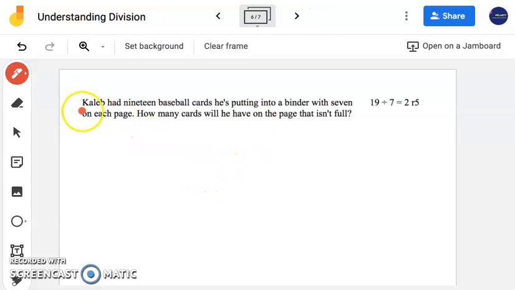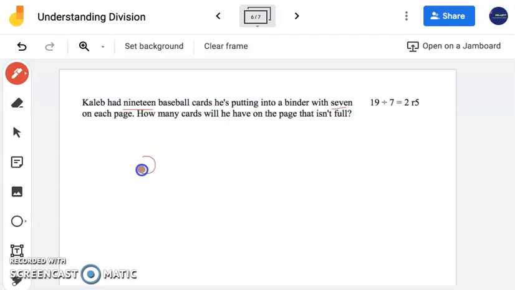In this problem here, it says Caleb had 19 baseball cards. He's putting them into a binder with 7 on each page. Notice 19 is my full amount. Each page is going to have 7. How many cards will he have on the page that isn't full?